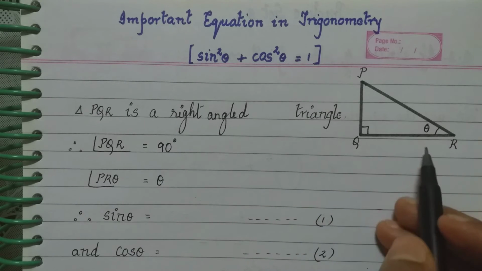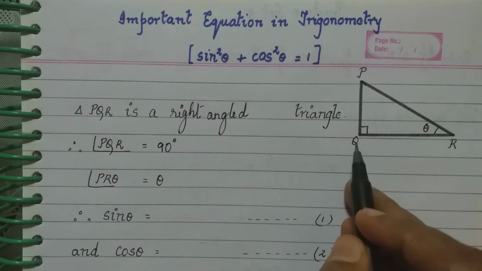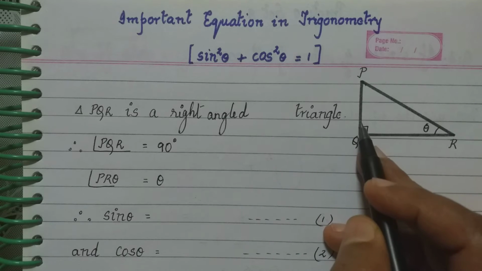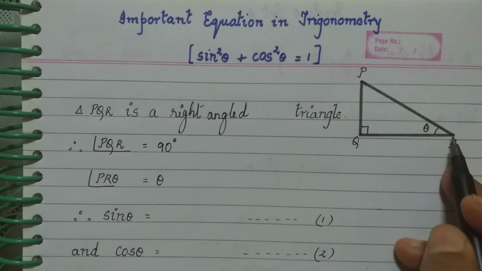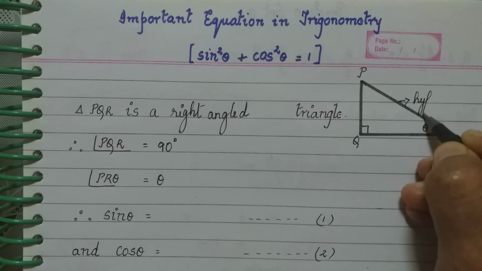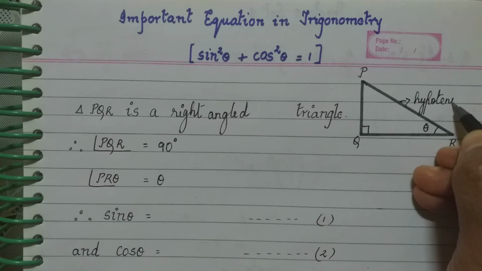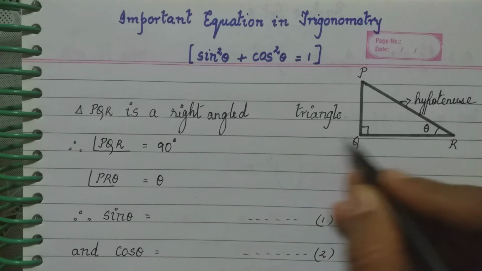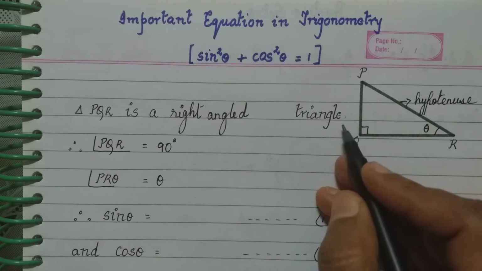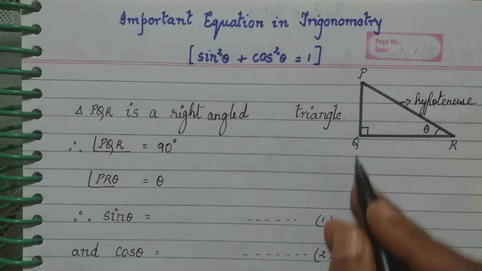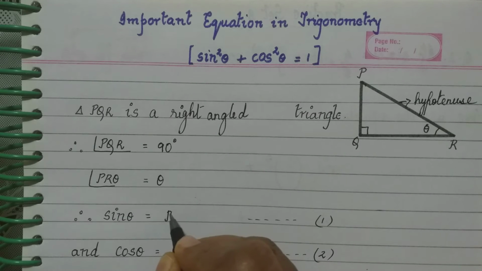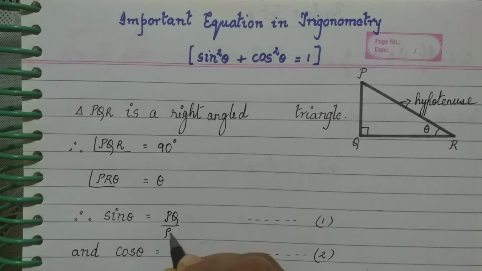Now if angle PRQ is theta, then sine theta we know is opposite side upon the hypotenuse. Here PR is the hypotenuse because it is opposite the right angle. See here angle Q is a right angle, so opposite to that is the hypotenuse. When we say sine theta, it is opposite side upon hypotenuse. Opposite side is PQ, hypotenuse is PR. So we write here PQ upon PR.